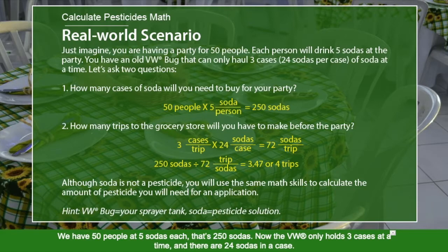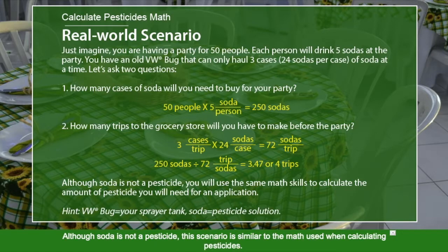We have 50 people at 5 sodas each. That's 250 sodas. Now the VW only holds 3 cases at a time, and there are 24 sodas in a case. Although soda is not a pesticide, this scenario is similar to the math used when calculating pesticides. Using the math in this problem, you can calculate the amount of pesticide you will need for an application. Hint: VW Bug equals your sprayer tank, and soda equals pesticide solution.